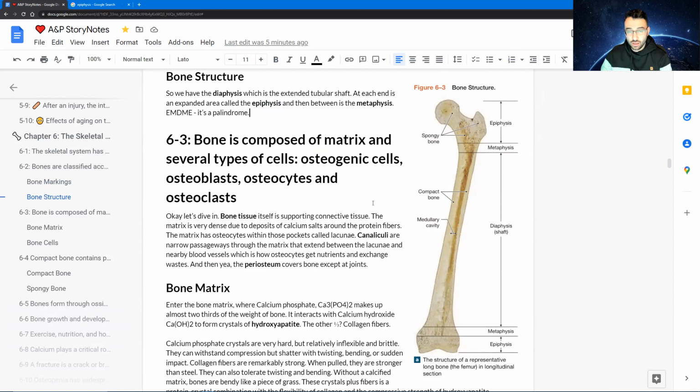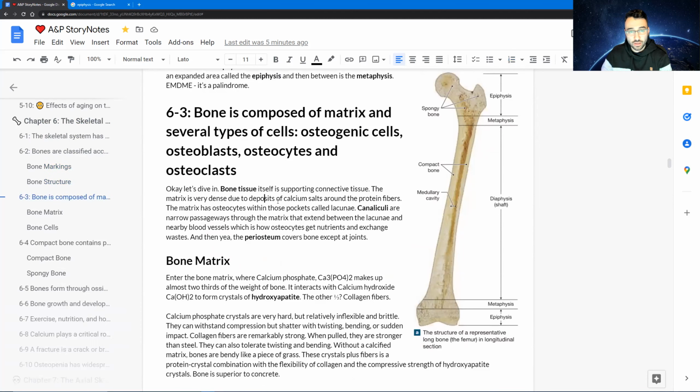All right, so bone itself is composed of matrix and several types of cells: osteogenic cells, osteoblasts, osteocytes, and osteoclasts. We will dive into those. Bone tissue itself is supporting connective tissue. The matrix, that inside part, is very dense due to deposits of calcium salts around protein fibers. The matrix has osteocytes within pockets called lacunae. Canaliculi are narrow passageways through the matrix that extend between the lacunae and nearby blood vessels, which is how osteocytes, bone cells, get nutrients and exchange waste. And then we have the periosteum, which covers bone except at joints.